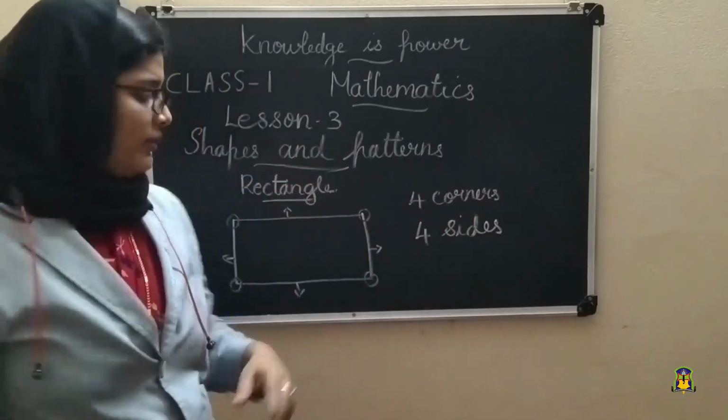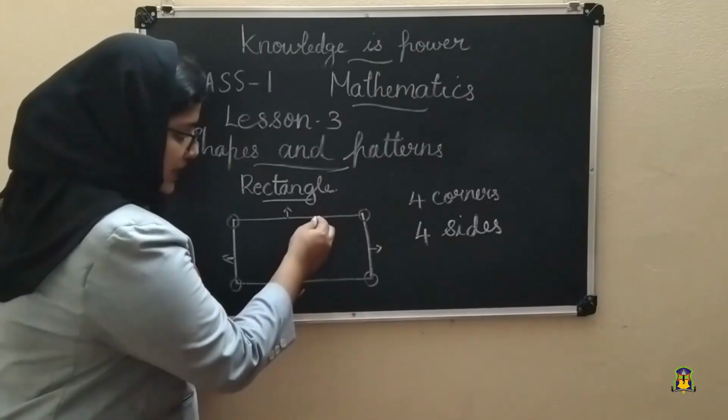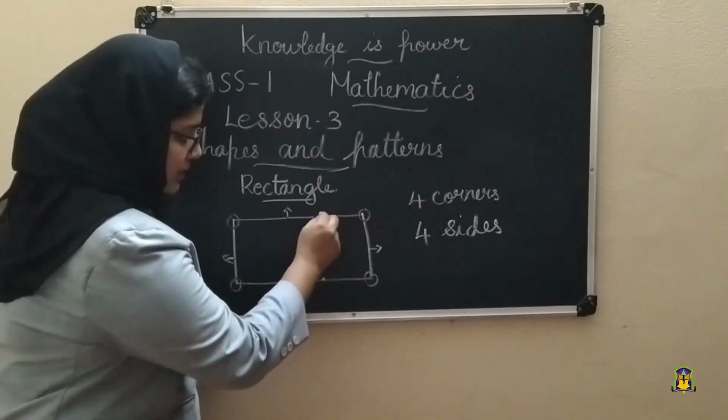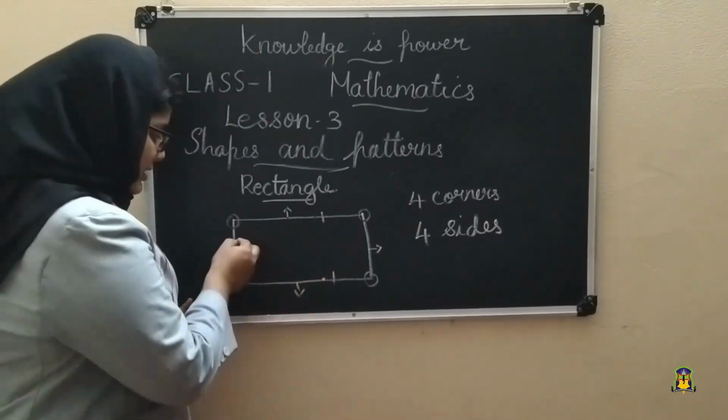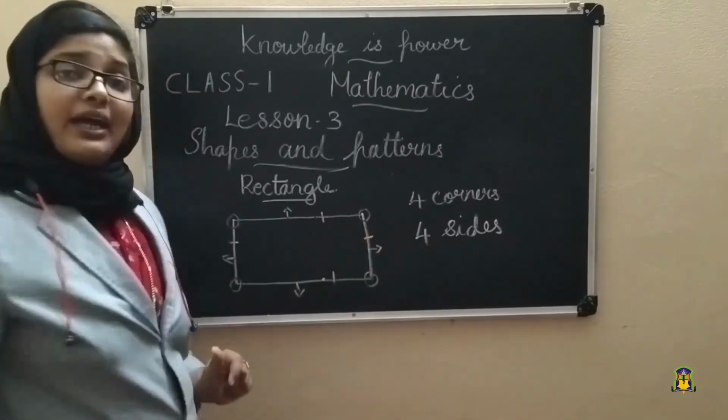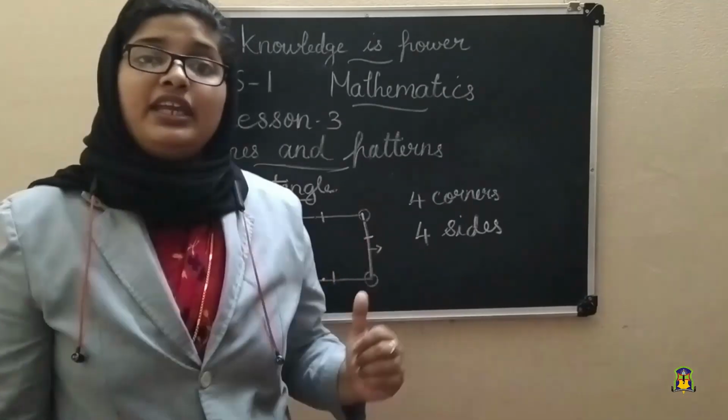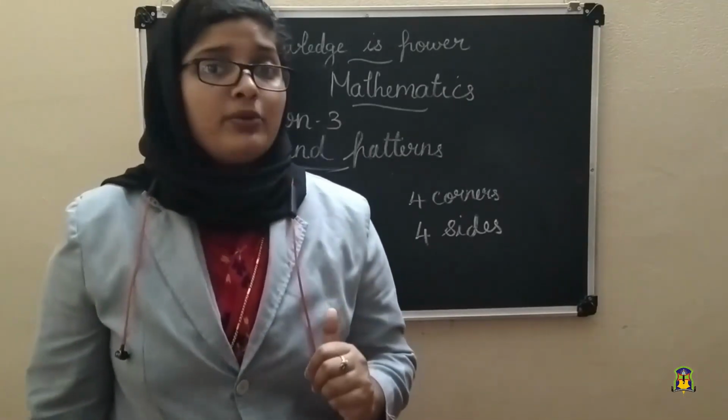Then one more thing. You have to look here. These sides are equal. This and this. So, these sides are equal and these sides are equal. That means opposite sides are equal in a rectangle.